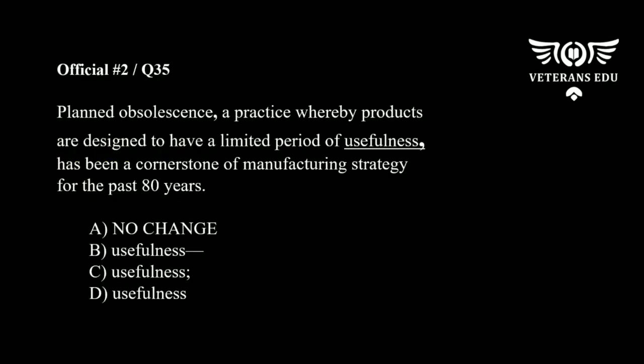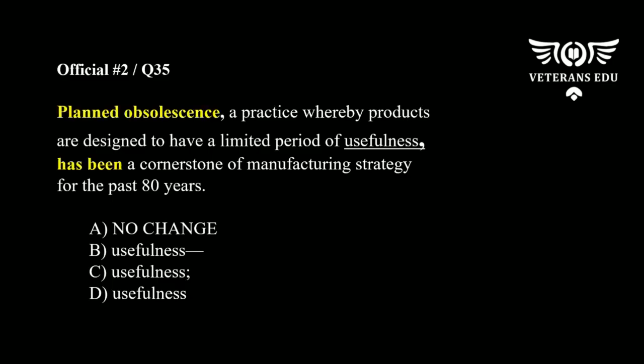The first question on the screen is from official SAT number 2, question 35. Remember, do not look at the answer choices, and our grammatical approach is to always find the subject and the verb. So I'm going to read out the sentence. Planned obsolescence, a practice whereby products are designed to have a limited period of usefulness, has been a cornerstone of manufacturing strategy for the past 80 years. So what is the subject and the verb of the sentence? The subject is planned obsolescence, and the verb is has been.